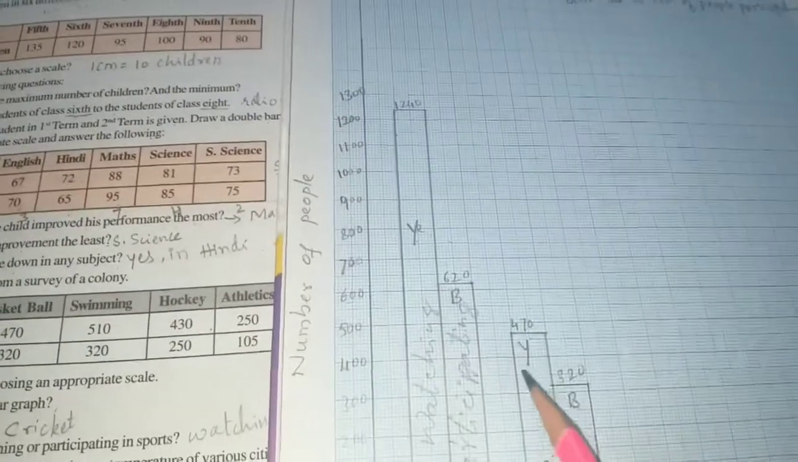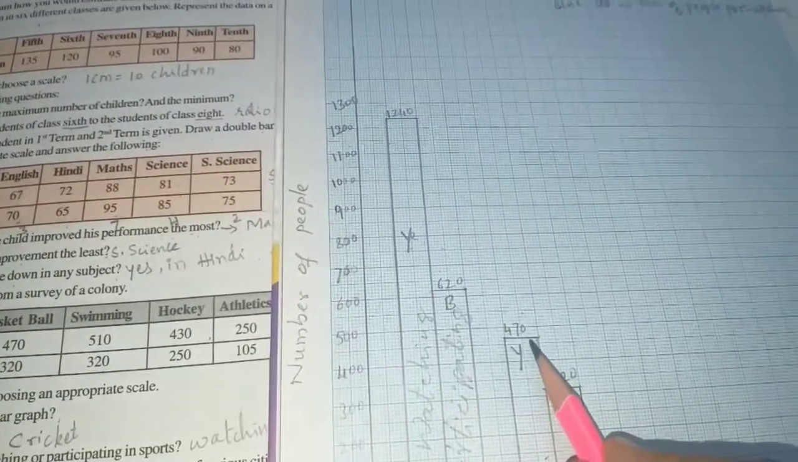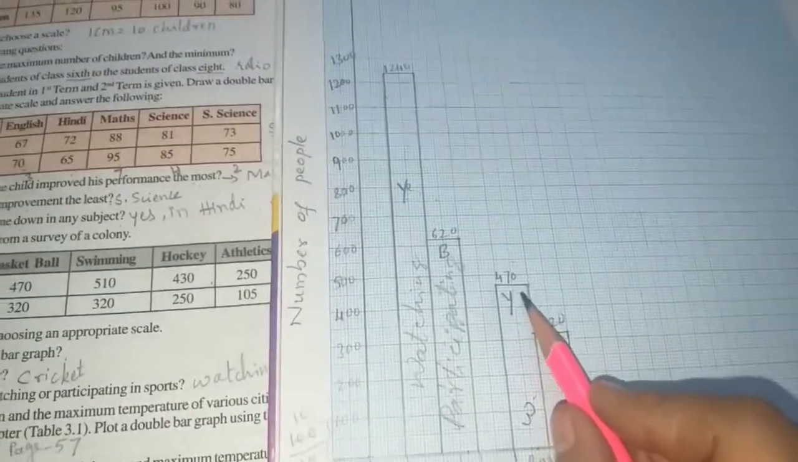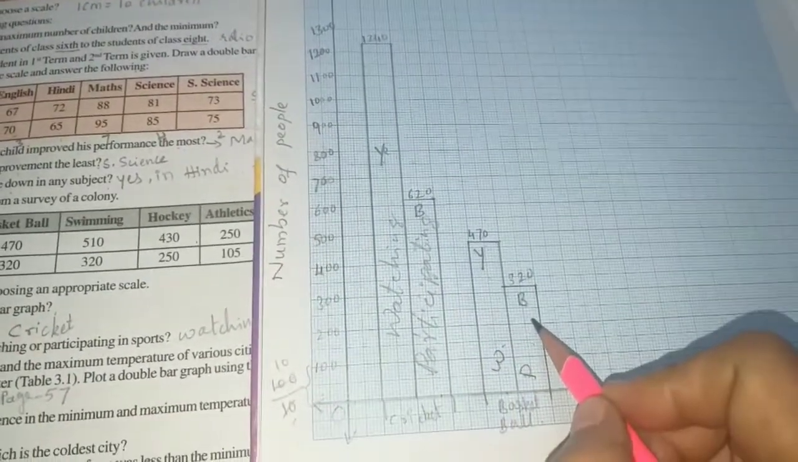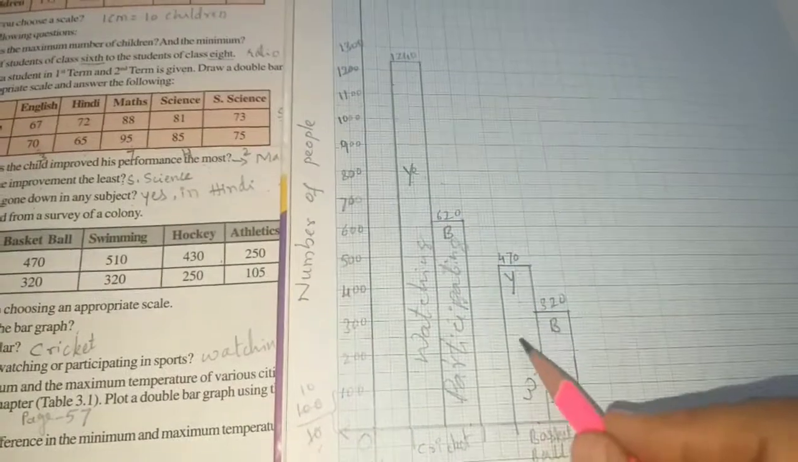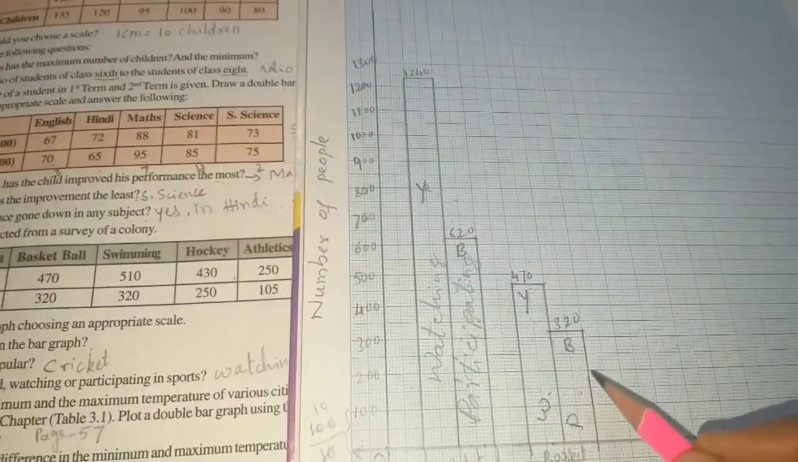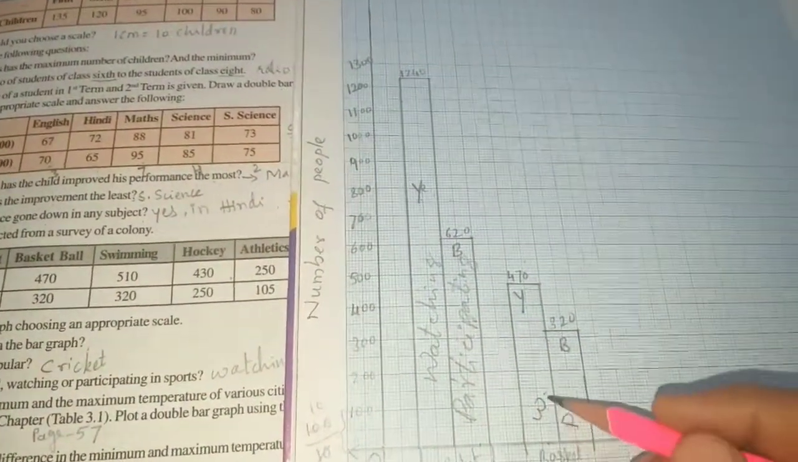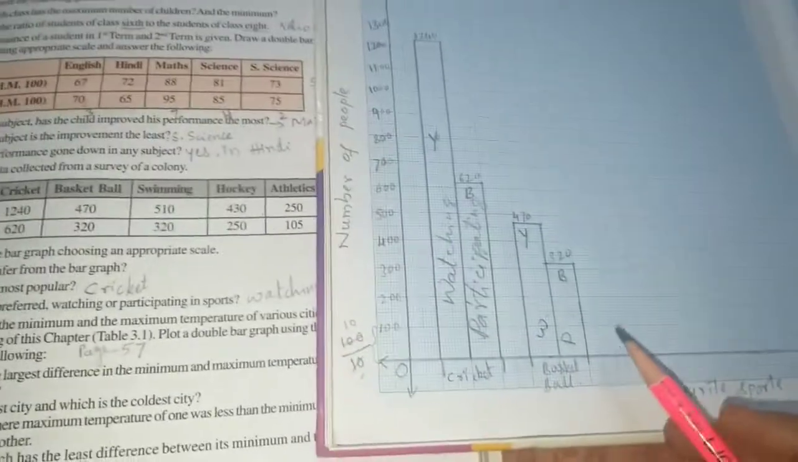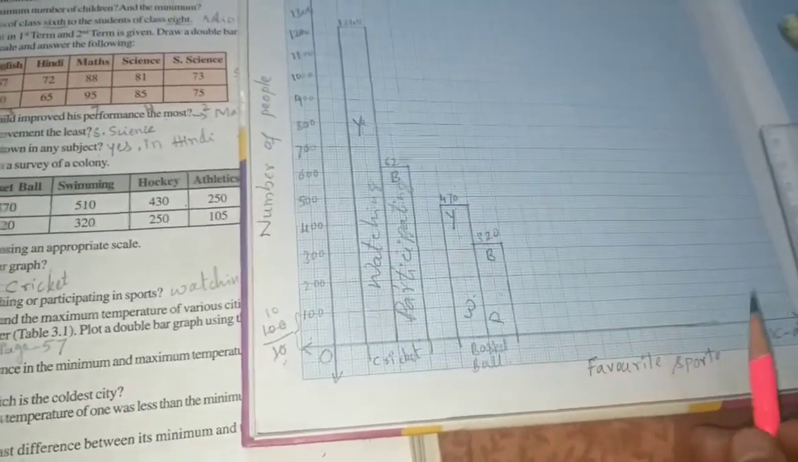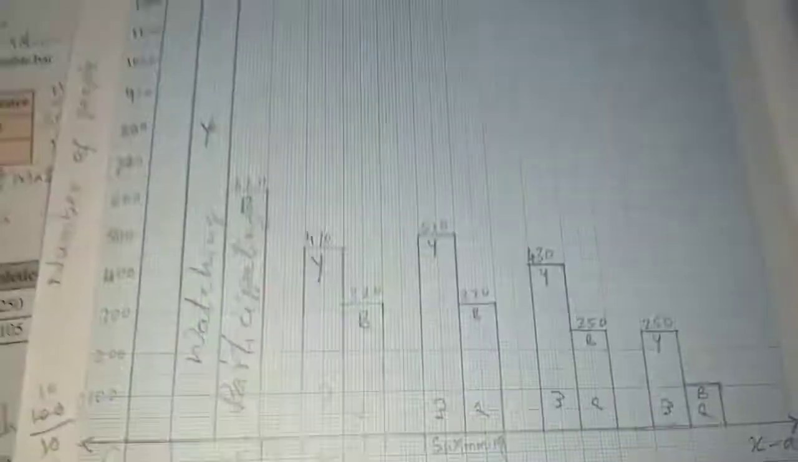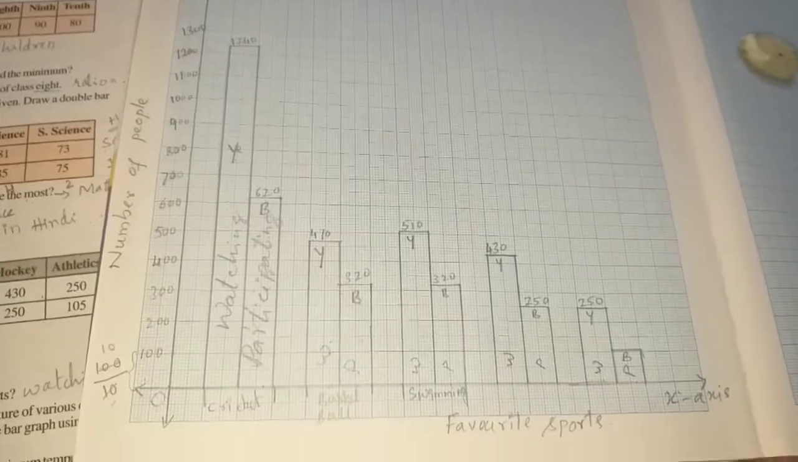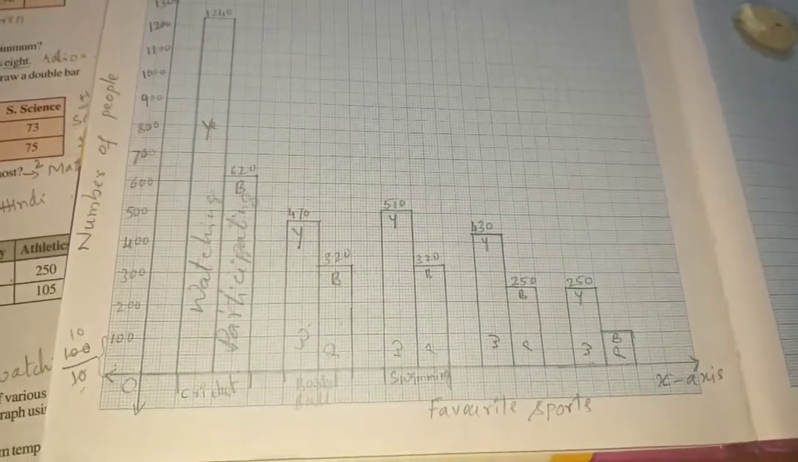By seeing this we can compare. See, the bar of the watching number of people is bigger, its height longer than the number of people participating. So we can easily identify which is bigger, which is more, watching or participating. So this way you have to plot the remaining bars. I'll plot completely and show you. This is the complete double bar graph I have plotted.